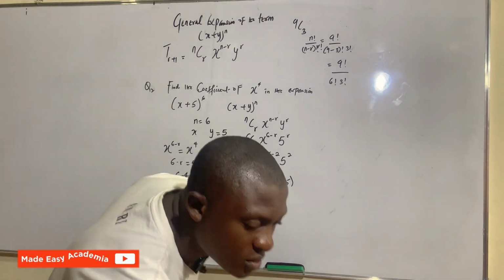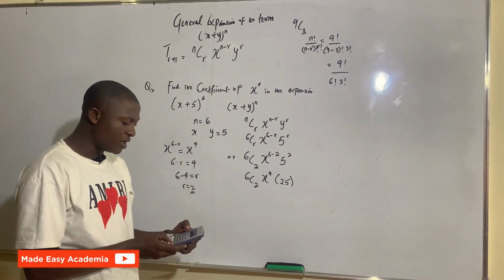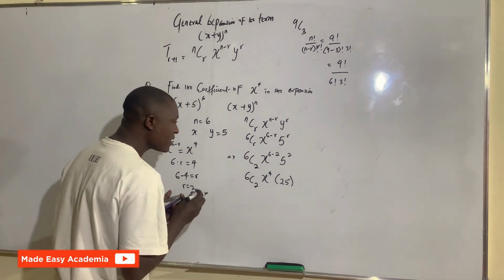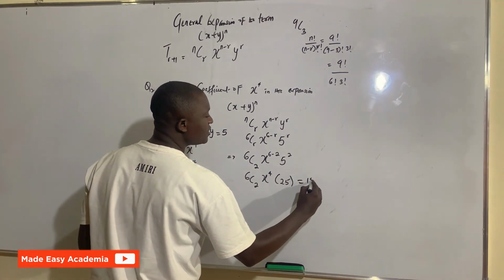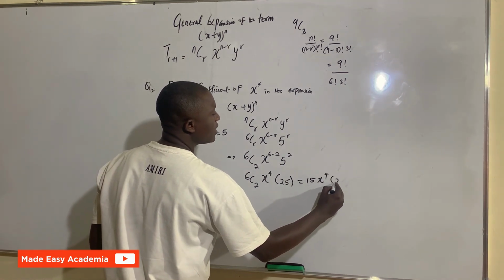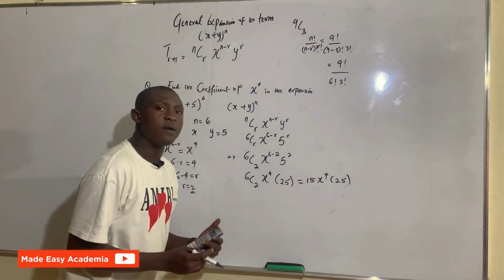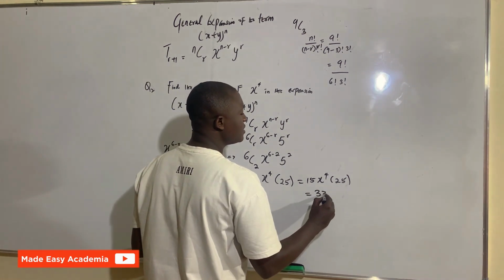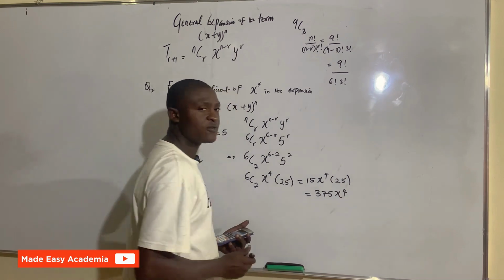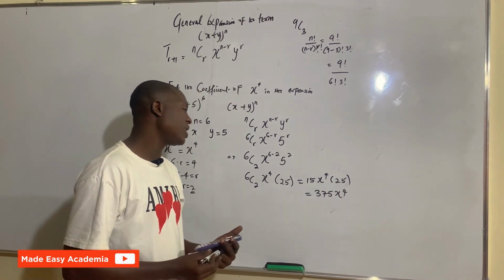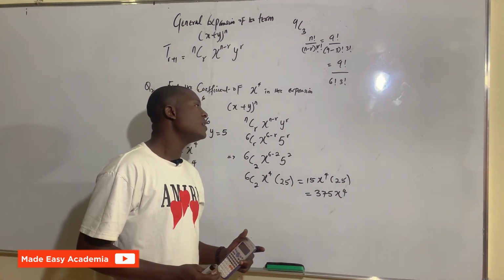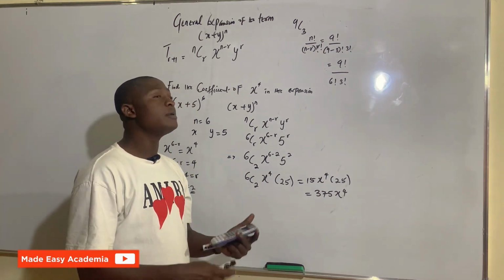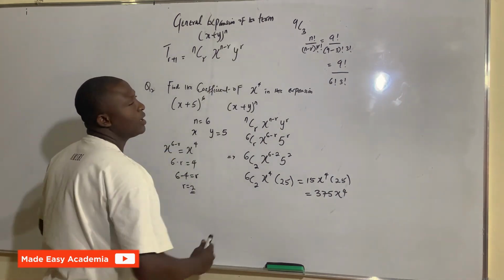So please check your calculator with this. 6 combination 2, that one gives us a 15. So that means here what we have is a 15, x4, and 25. So let's multiply 15 and 25 together. If you do that, we are going to have that one to be 375 and x4. So meaning the coefficient of x4 here is going to be 375. So as I told you, it can be any alphabet. It can be x, it can be y, it can be w. Just follow the same pattern and the same process.